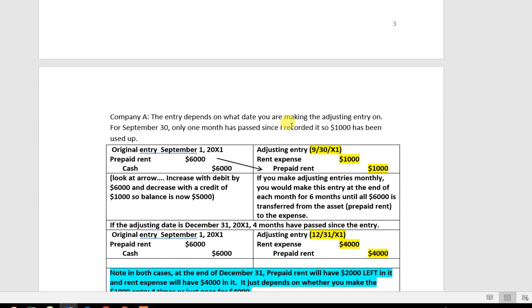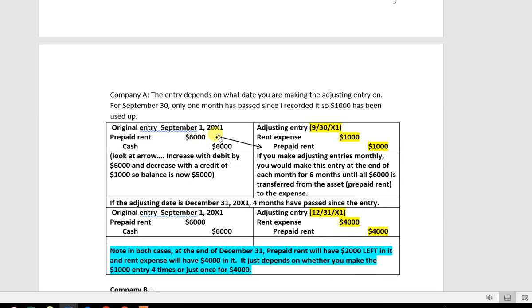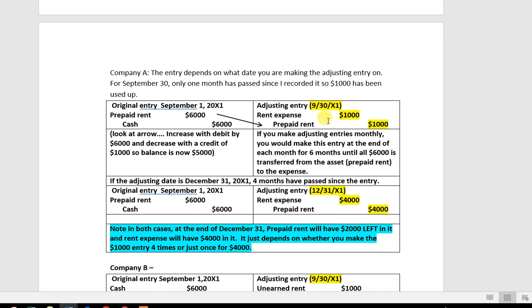It depends on if I'm making adjusting entries every month or at the end of the year. If I'm making adjusting entries every month, I simply need to take out $1,000 at the end of September, at the end of October, at the end of November. So I'd make this entry 3 times. If I'm making adjusting entries September, October, November, December, I've got 4 adjusting entries. And if I'm making it only at the end of the year, instead of 4 separate entries of 1,000, I just make 1 entry for 4,000.